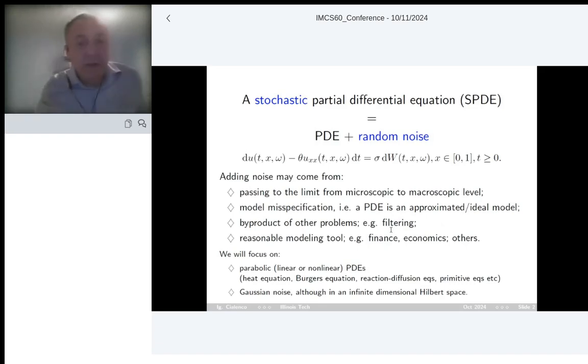Filtering is one of those examples where you have a signal and then you observe signal plus noise. When you try to filter the signal, the solution for that density would be the Zakai equation, which is an SPDE. It could be just a reasonable model, and randomness comes naturally from the underlying model. That's typically in finance and economics. So there are enough applications to consider, and they are real-life applications. But also as a mathematical tool, it's interesting to look at these objects.